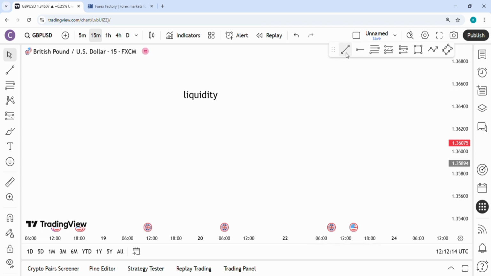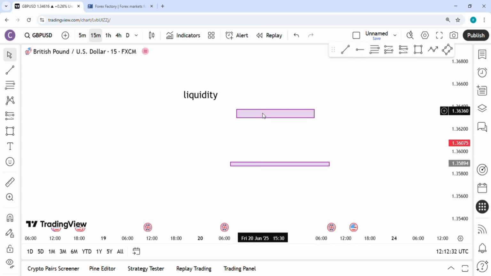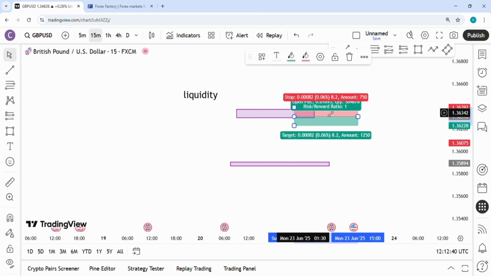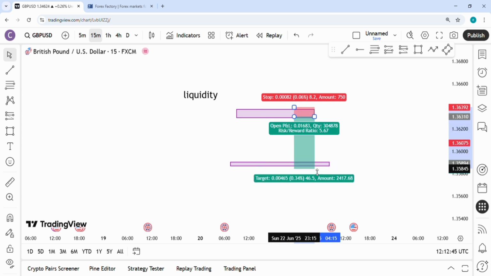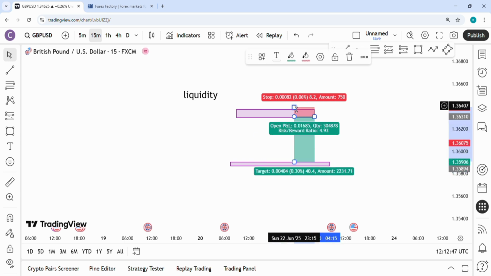Now, for example, this is our supply zone over here, and this is our demand zone over here. Our support and our resistance. Now, if price should come to this particular area, what are you expected to do? You're expected to sell down to this particular place, putting your stop loss above here, above this particular area. This is what you're expected to do.